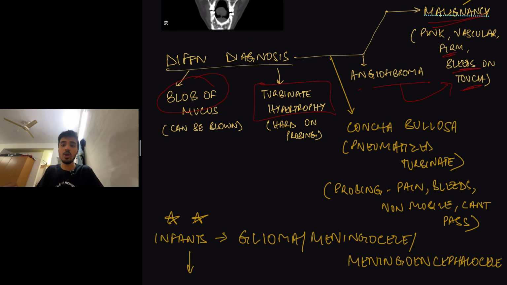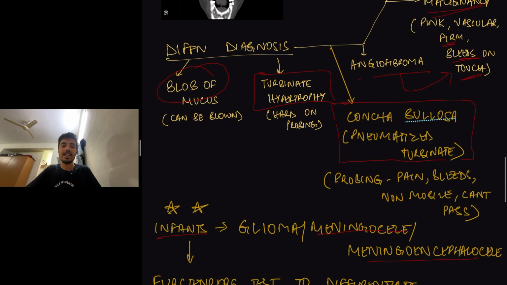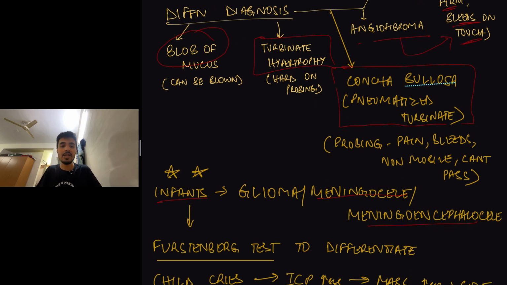And you also have concha bullosa. What is concha bullosa? It is pneumatization of the turbinate. So when there is pneumatization of the turbinate, it can appear like a polyp. So it is one of the differential diagnoses. Here also you differentiate through the probe test. And in infants, the differential diagnosis is more of meningocele, meningoencephalocele, etc.